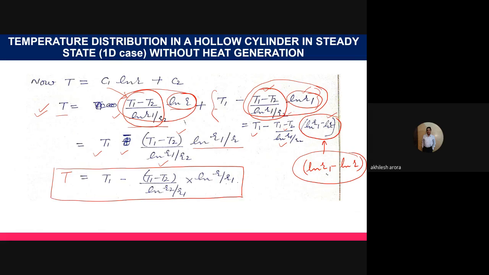So we can calculate the value of the temperature at any radius r. This temperature is written as a function of r, which is equal to (T1 minus T2) divided by log(R2 by R1), into log(r by R1).